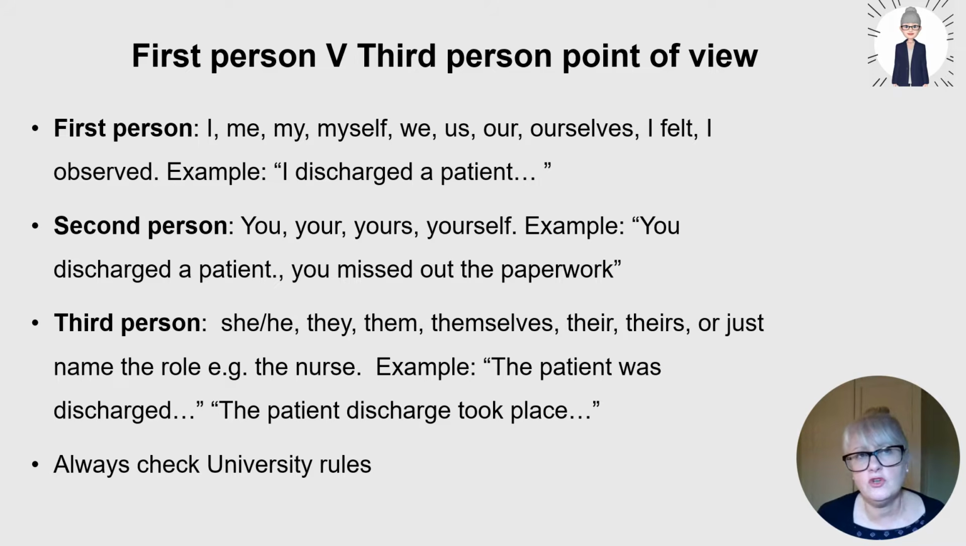So always check your university rules. If you're writing your first reflective essay, there's usually flexibility, and sometimes it's much easier to use the word I when you're writing an assignment for the first time. But you do need to develop writing in the third person later because it's an academic writing skill that you can learn. So do check those university rules.